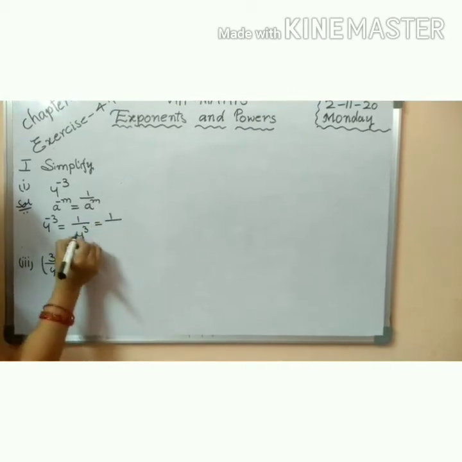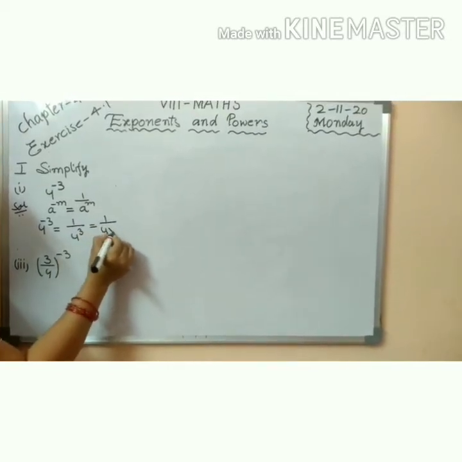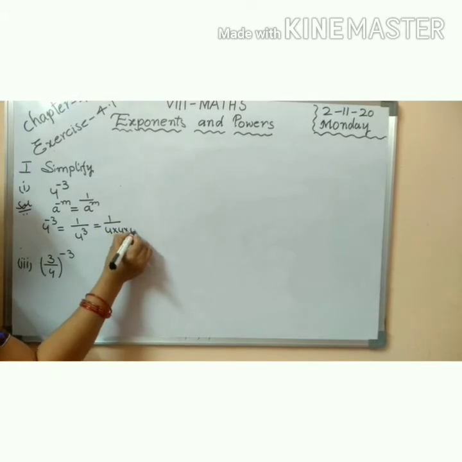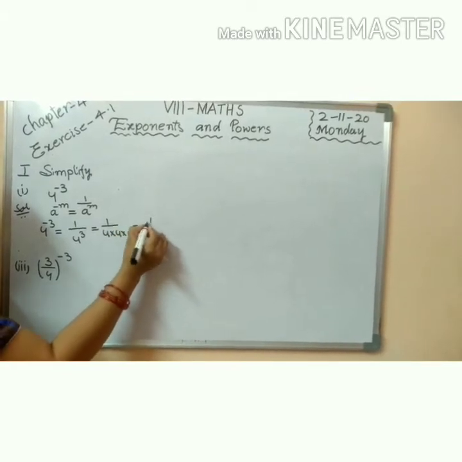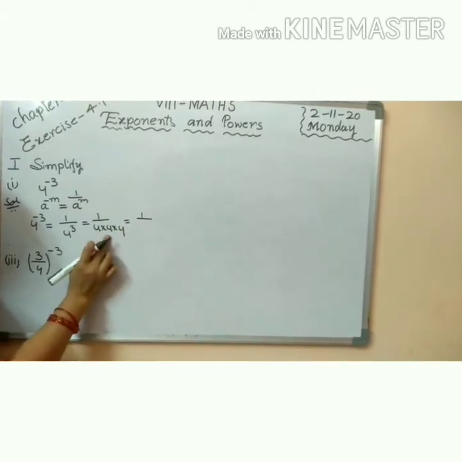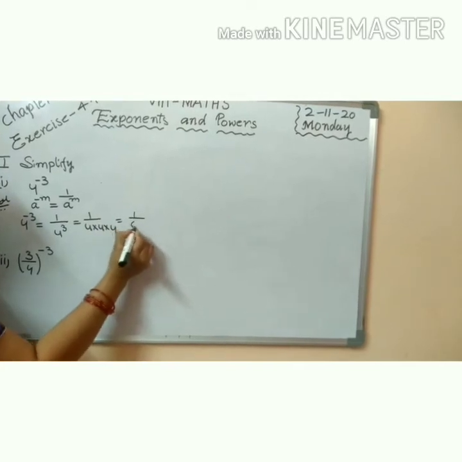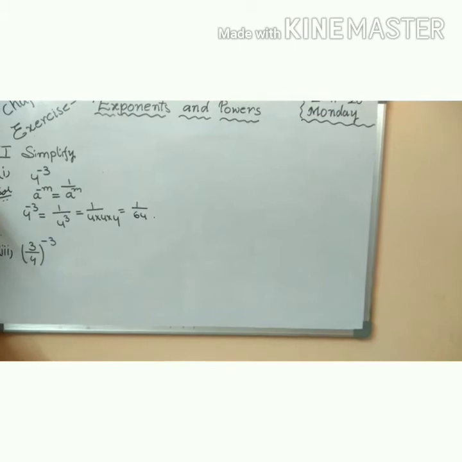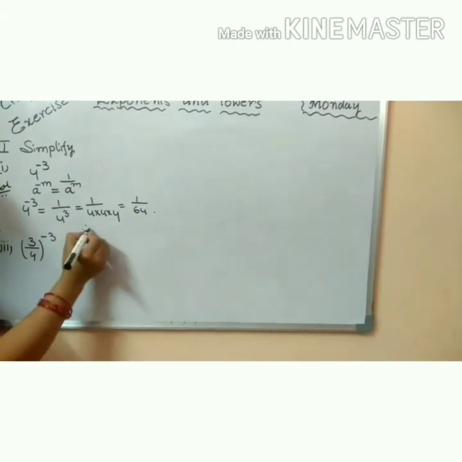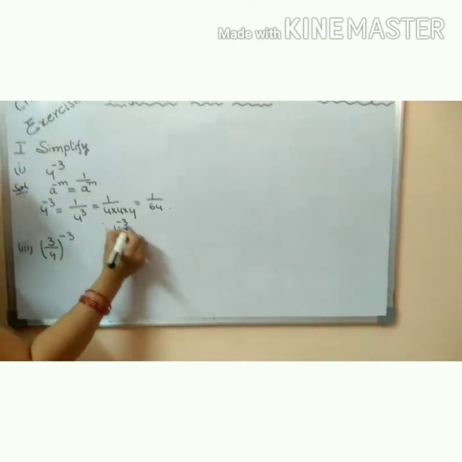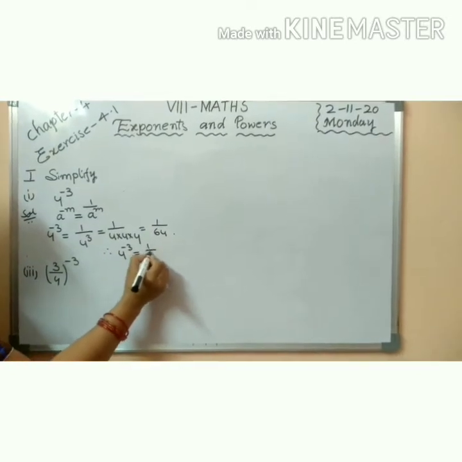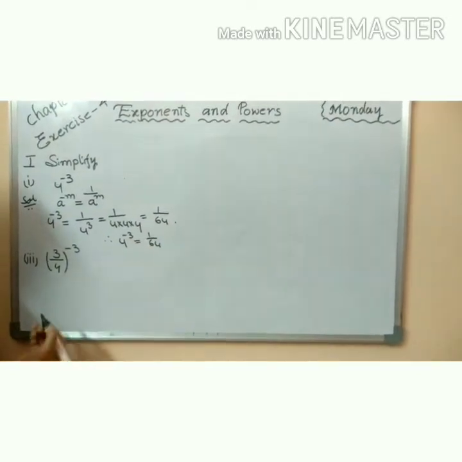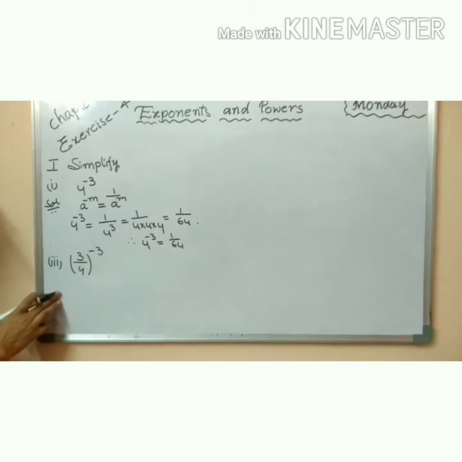Then the value: how many times do we write 4? 3 times, 4 into 4 into 4. That is equal to 1 by, 4 4s are 16, 16 4s are 64. The value is 1 by 64. Therefore 4 power minus 3 is equal to 1 by 64. Okay. The second problem is homework.